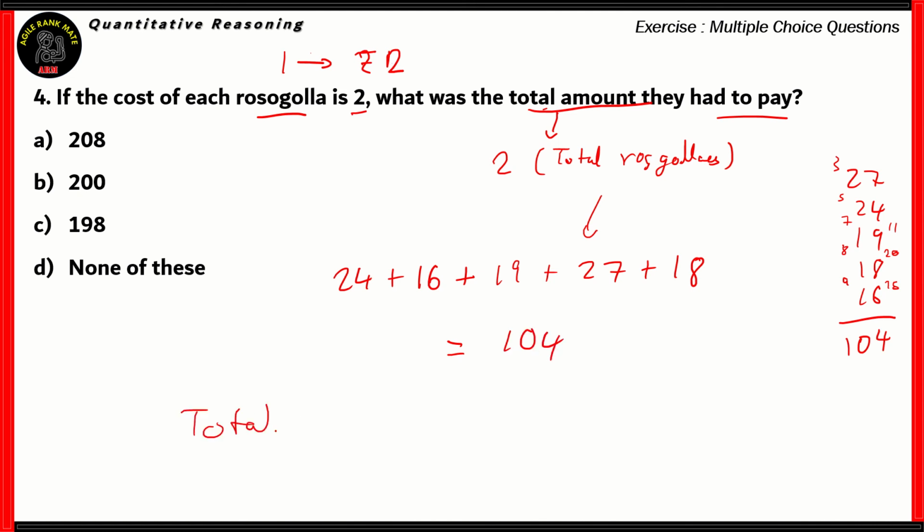So that means the total price in this case would be 2 times 104 because each rasgulla costs 2 rupees. So therefore, they had to pay a total of 208 rupees in order to eat that many rasgullas. So as you can see from the options, it's clear that option A is the right option.